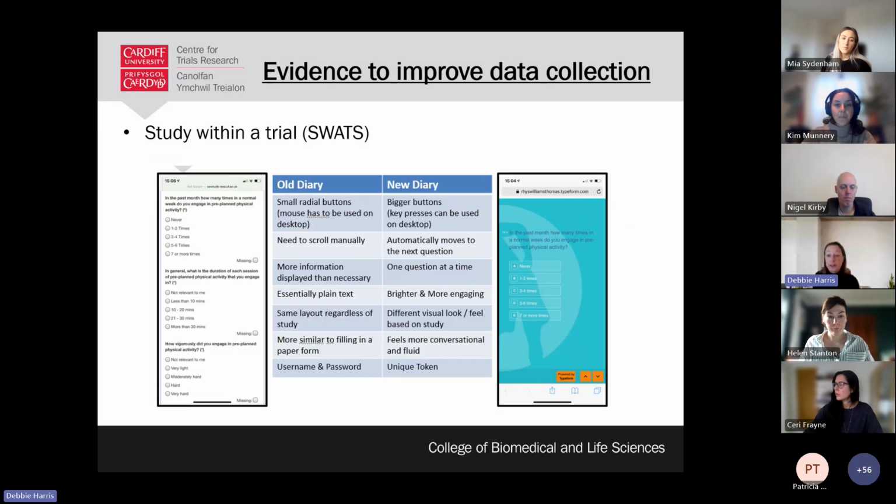He developed 2 diaries, one using the standard electronic interface shown here on the left, and the second with the new design on the right. Participants are randomized to receive either the old or the new diary, and at the end of the study, participants will complete a user experience questionnaire, in addition to a comparison between the numbers of diaries completed and their completeness between the 2 groups.